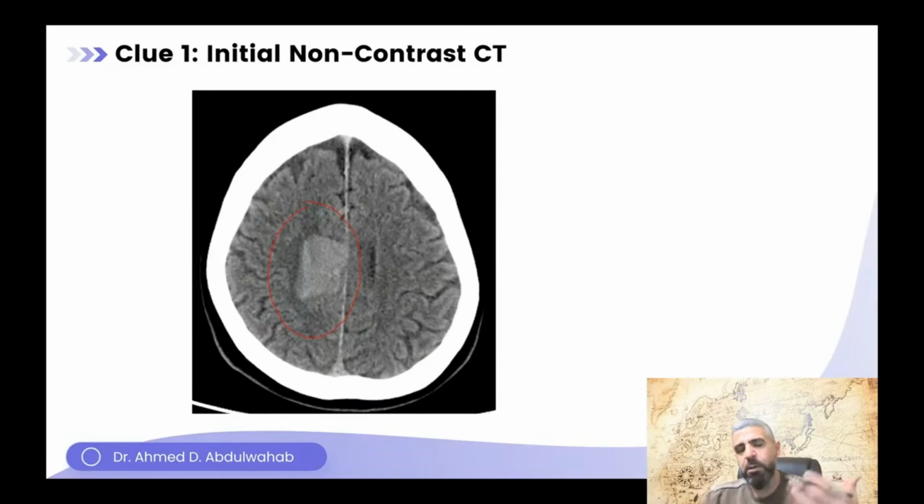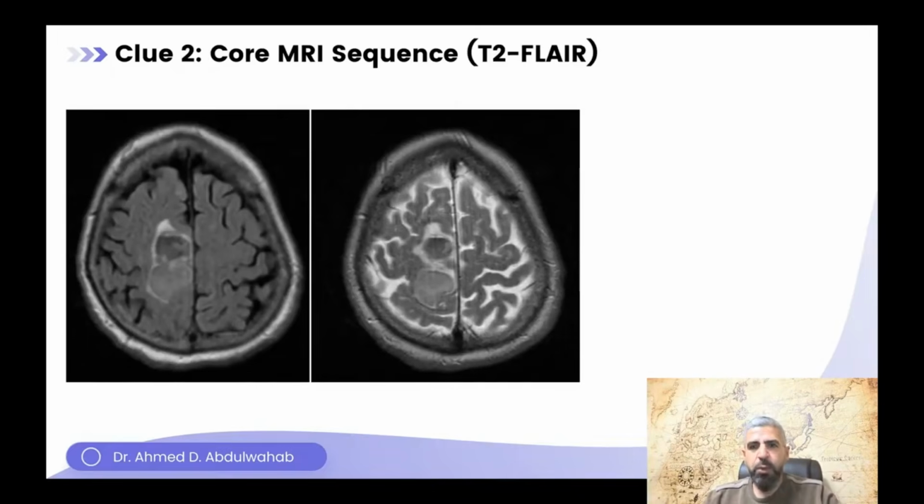It's already white, so contrast will not be very helpful, but some of you say MRI, and definitely we should do an MRI to get more characteristics. So we will have the important MRI sequences, T2 and FLAIR. And what do we see here? This is a FLAIR and T2. Look at the right parietal lobe. It is dirty. There is an increased signal intensity.